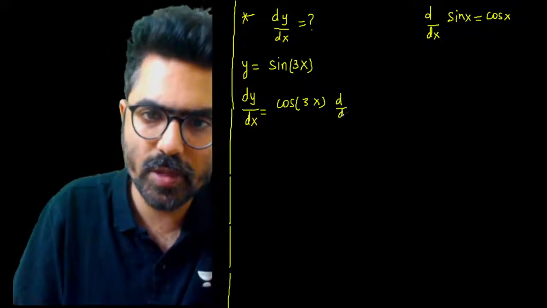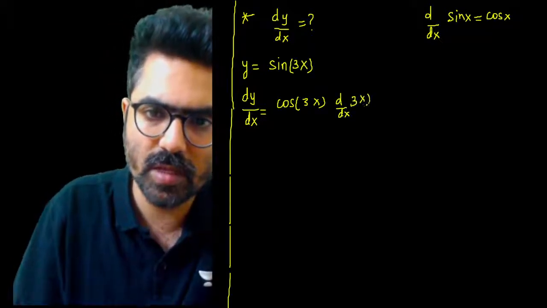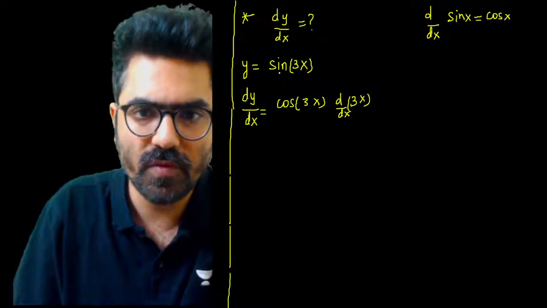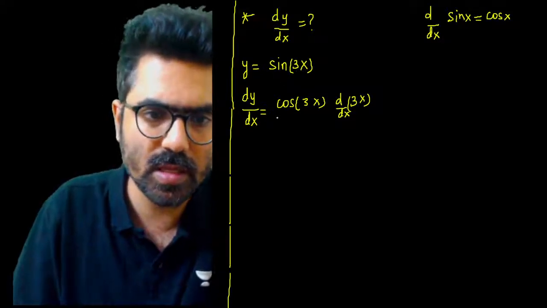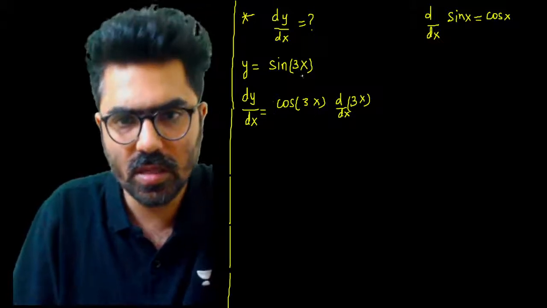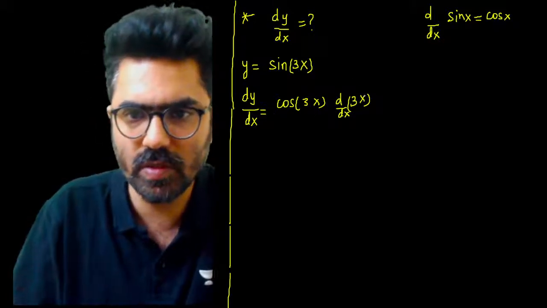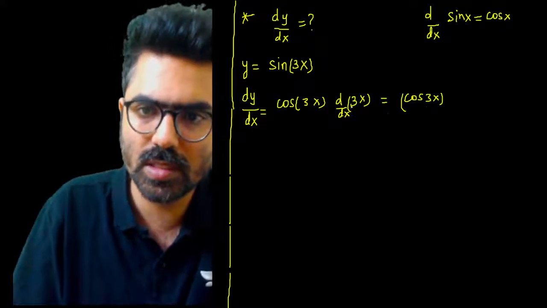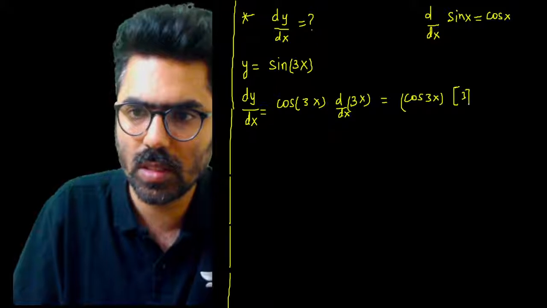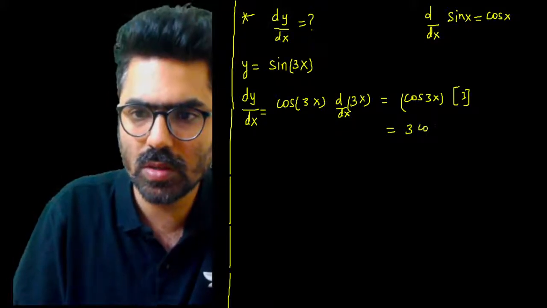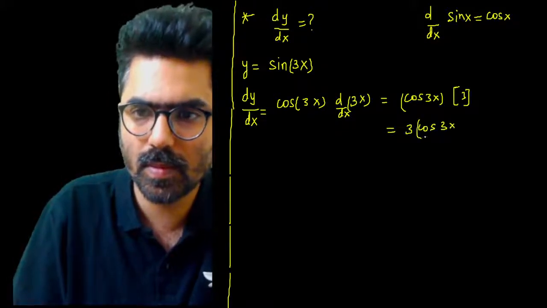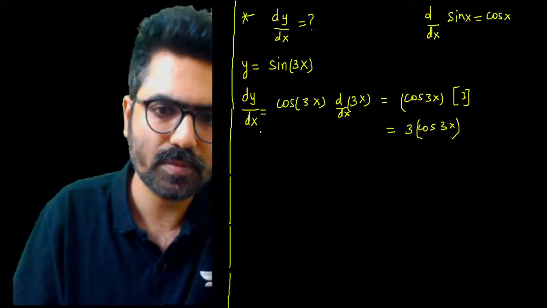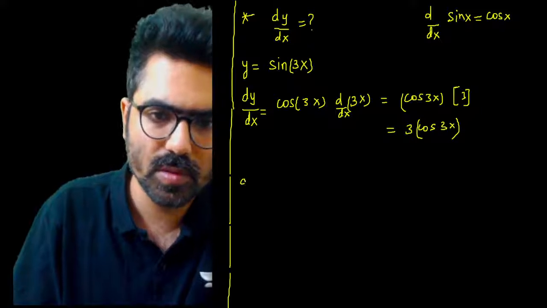But one more step you need to add here: into the derivative of 3x, the one which is inside. This is called chain rule. First we differentiate the sine, that is cos 3x, then the derivative of 3x. So cos 3x, and the derivative of 3x is 3. So the final answer is 3 cos 3x. Let's take a few more.